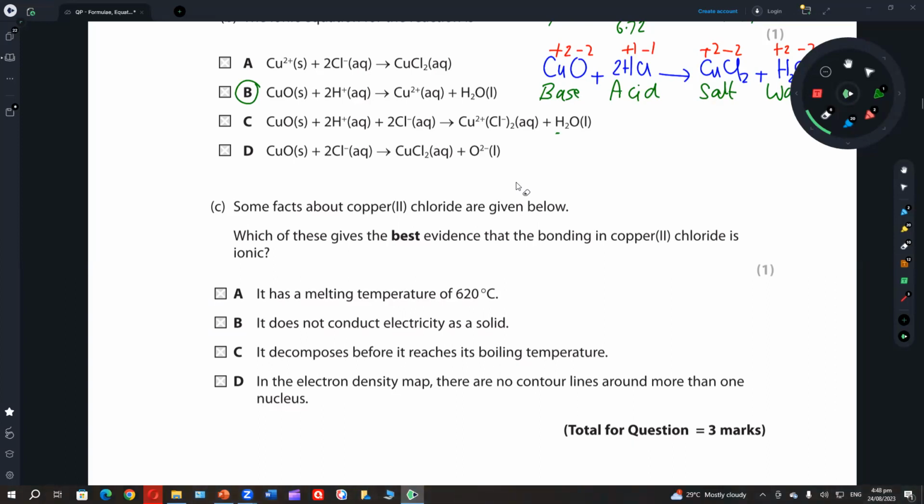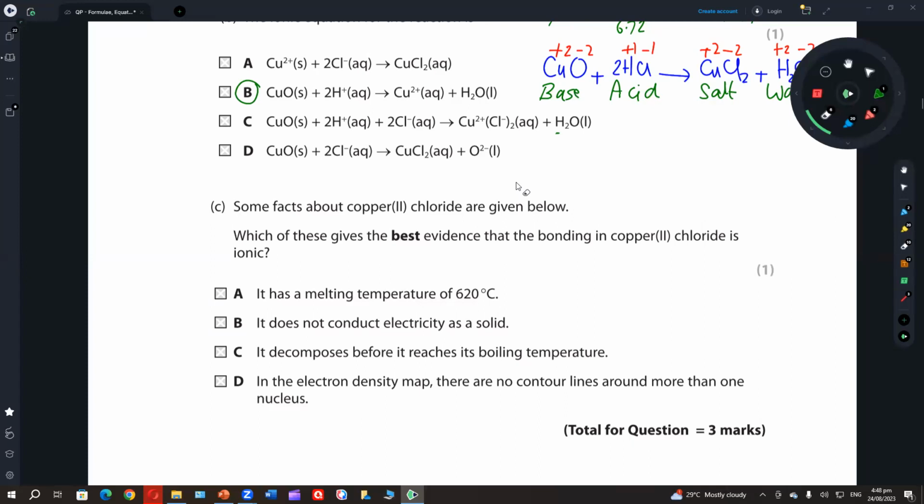Maybe like that. But he has highlighted the word best, best evidence. Would it be the electron density map has no contour lines? In the electron density map, there are no contour lines around more than one nucleus. What does this mean? What do contour lines mean? Is it actually the lines in the electron density map? An electron density map is a map we use to show the electronegativity difference. And he says that copper 2 chloride facts are given below.